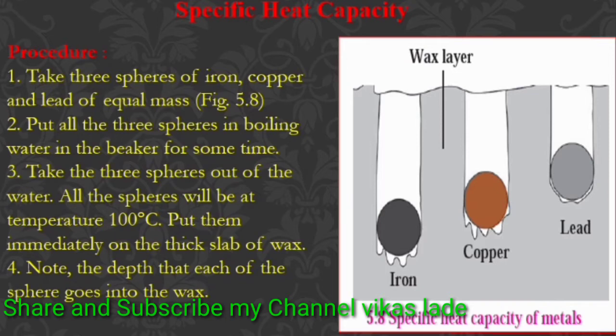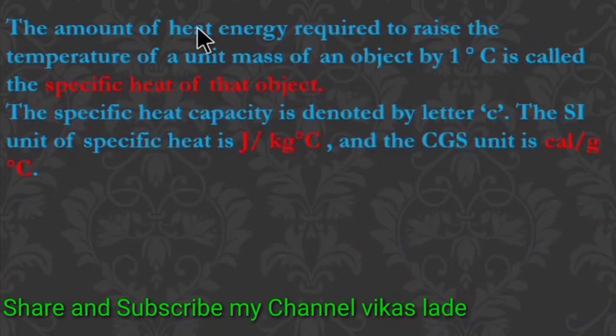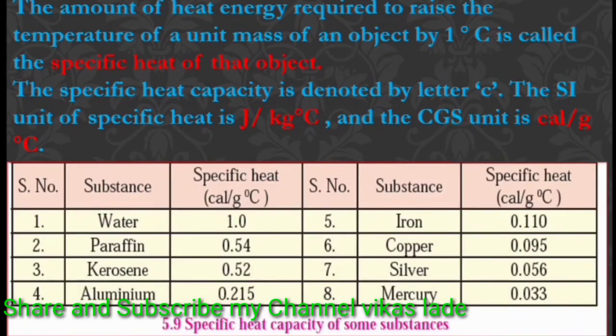Now let's see the definition of specific heat. The amount of heat energy required to raise the temperature of unit mass of an object by 1 degree Celsius is called the specific heat of the object. The specific heat capacity is denoted by the letter C. The SI unit of specific heat is joule per kilogram degree Celsius and the CGS unit is calorie per gram degree Celsius. Observe this chart.